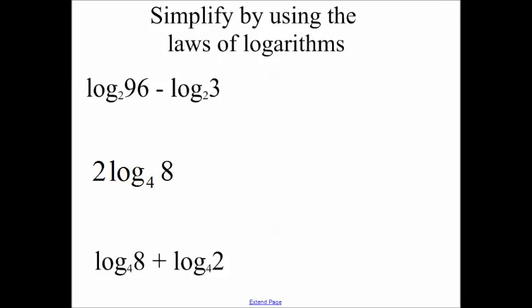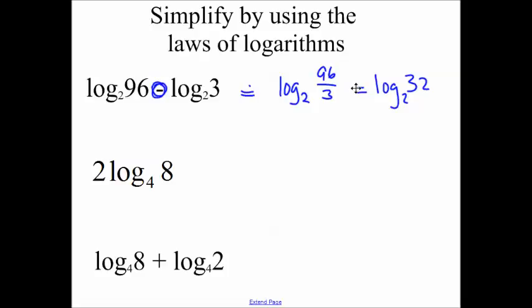All right, so let's simplify these by using our law of logs rules, and then we can evaluate them later. But right now we're just going to start with simplifying. So have the idea that you see subtraction. So that means you go ahead and just take your log base 2 of 96 over 3, and 96 divided by 3 is 32. So we have simplified this to log base 2 of 32.